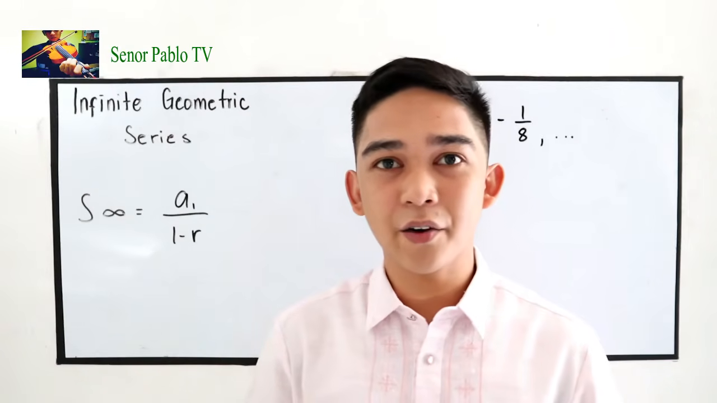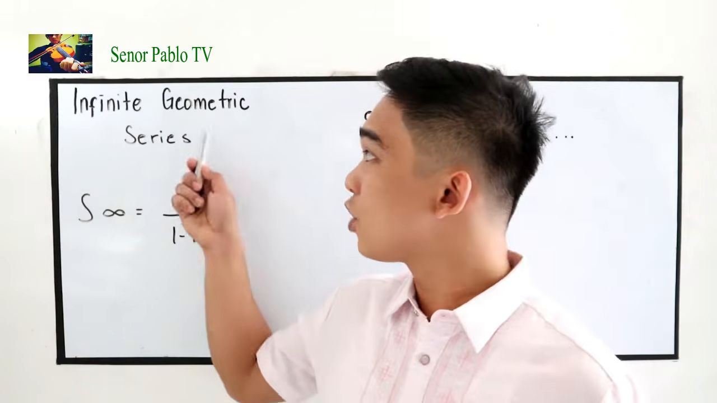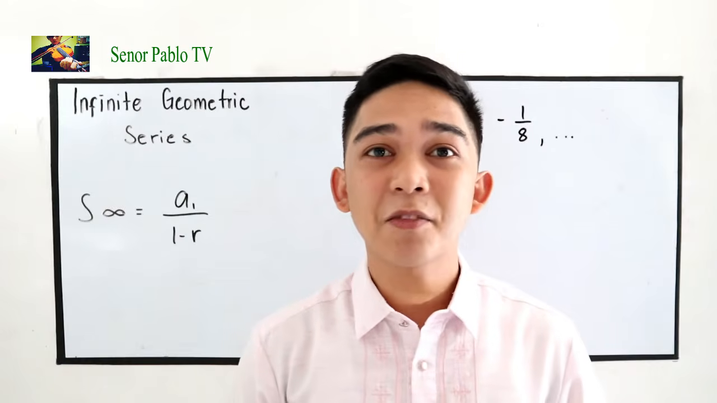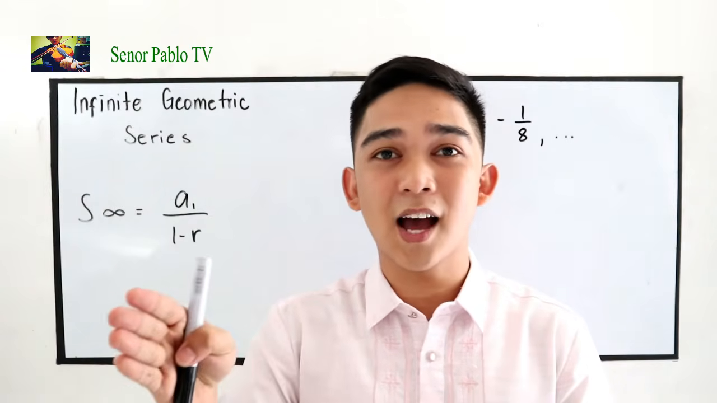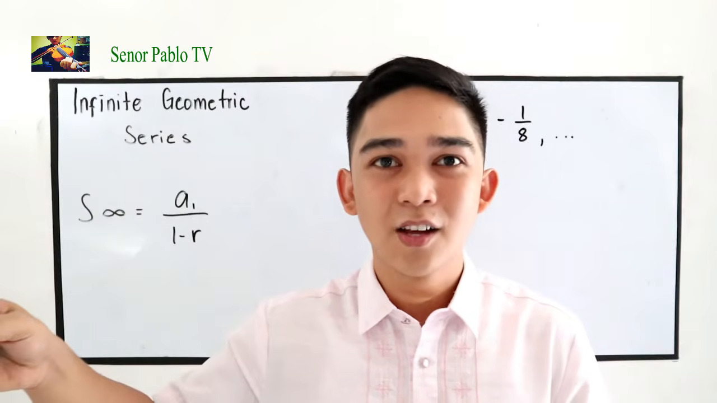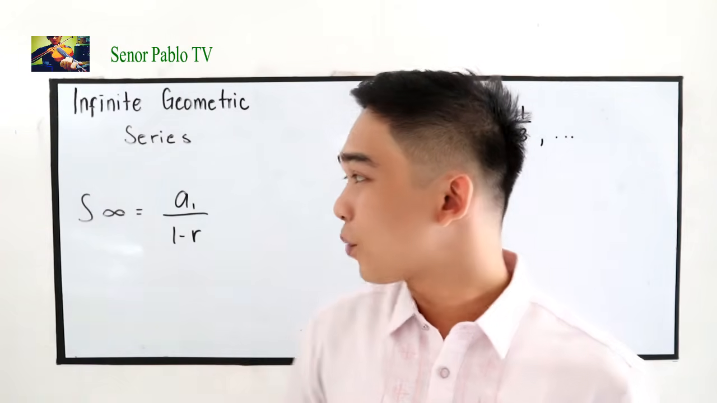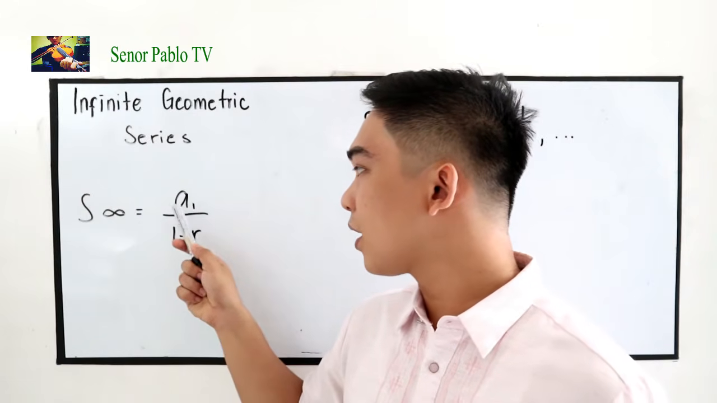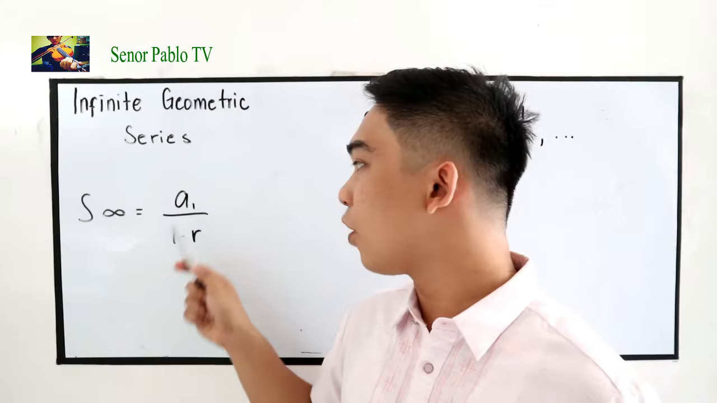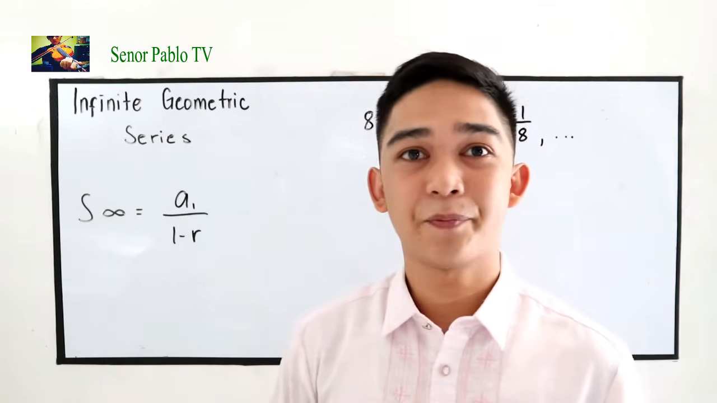And we also have the infinite geometric series. That means, ito yung mga geometric sequence na hindi natin basta-basta alam kung saan nag-end. So, tuloy-tuloy siya. So, we have the formula S infinity is equal to A1 over 1 minus R.